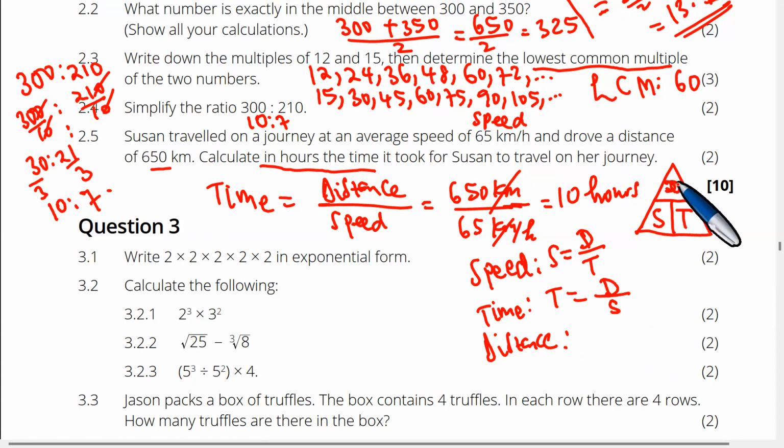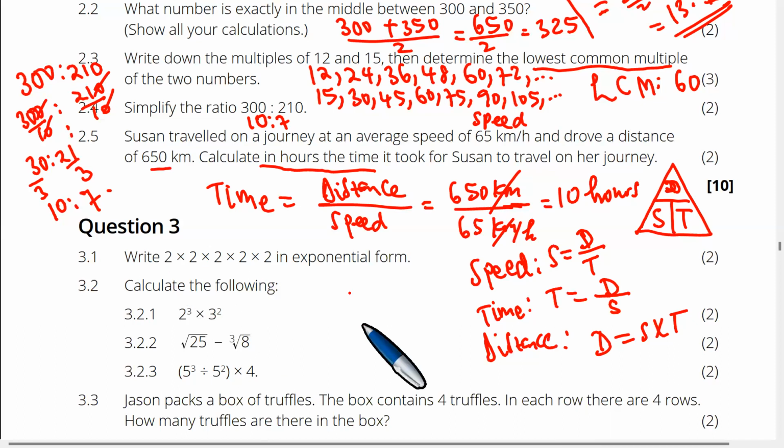What is distance? How far you travel. So distance is speed times time. Distance is speed times what? Times time. Right. So this is just the formulas, and we'll practice them. I'm going to give you some exercises on these.